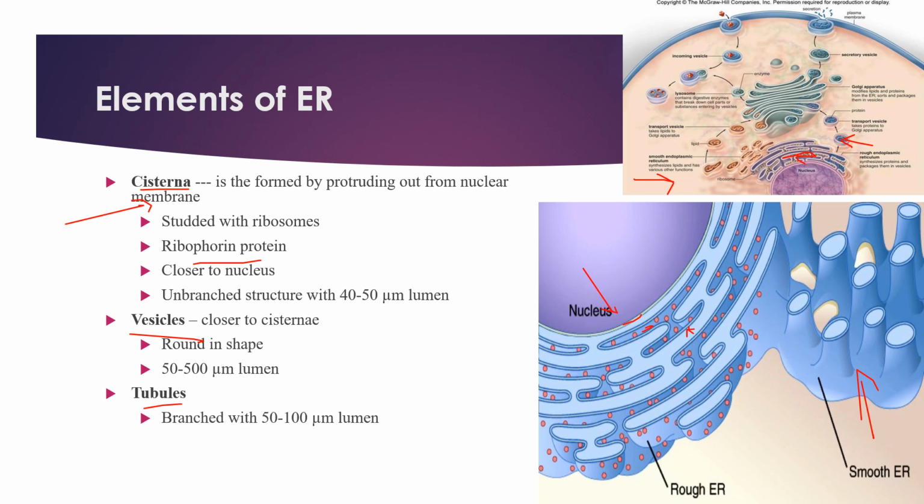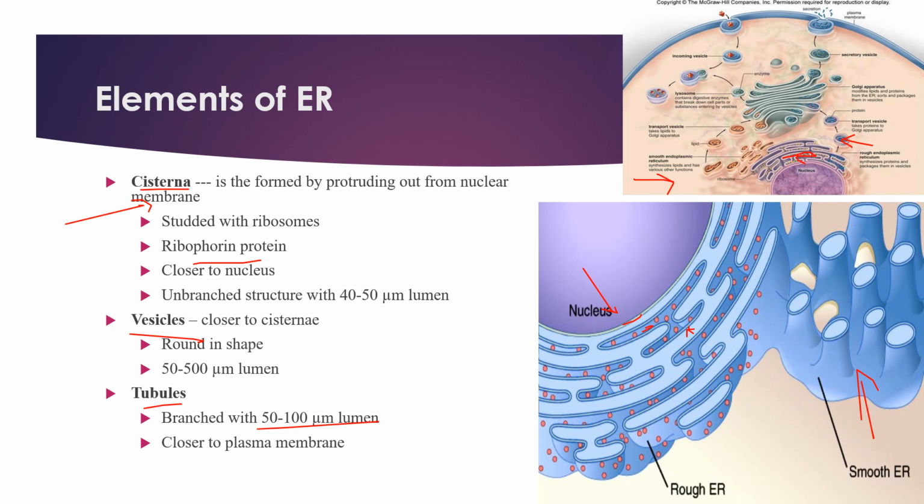This is branched. As you can see, this is the branch structure. There is a difference between the cisterna and the tubules. Cisterna is the unbranched structure, whereas tubules are the branch structure with a diameter of 50 to 100 micrometer lumen. And next, tubules are closer to the plasma membrane.